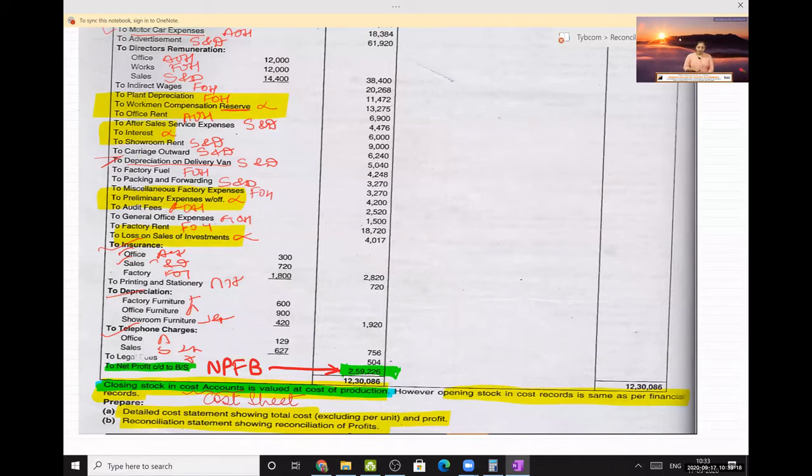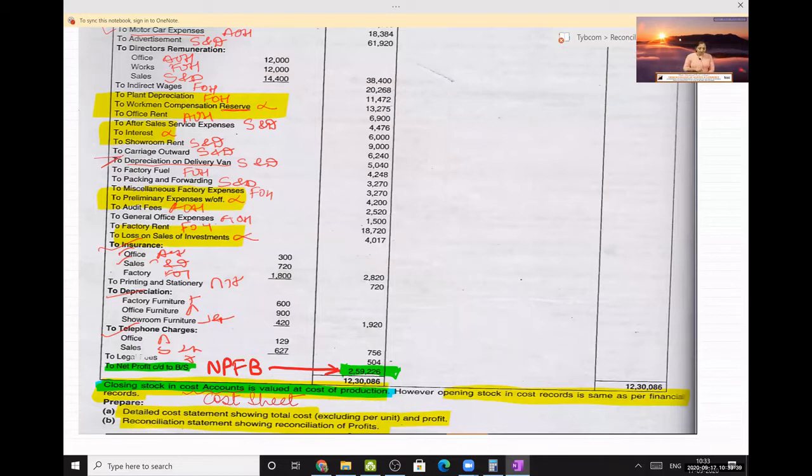So they have given you only one piece of information to make the cost sheet, but just think, students, can a cost sheet be made from one piece of information? Obviously not. So what does this mean? Where will we pick up all the remaining information from? We will take it from the P&L.